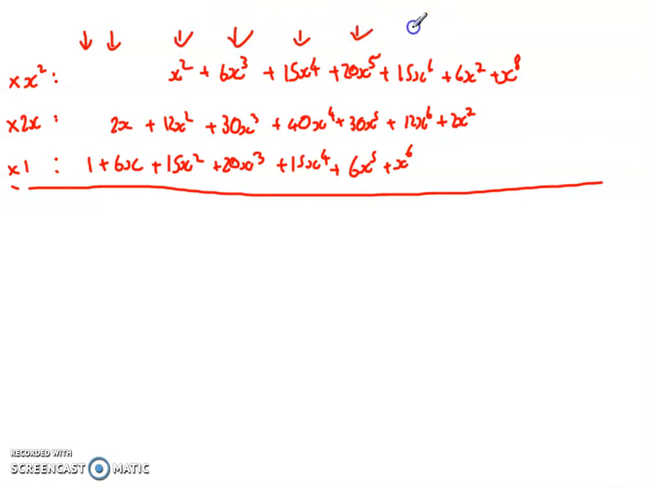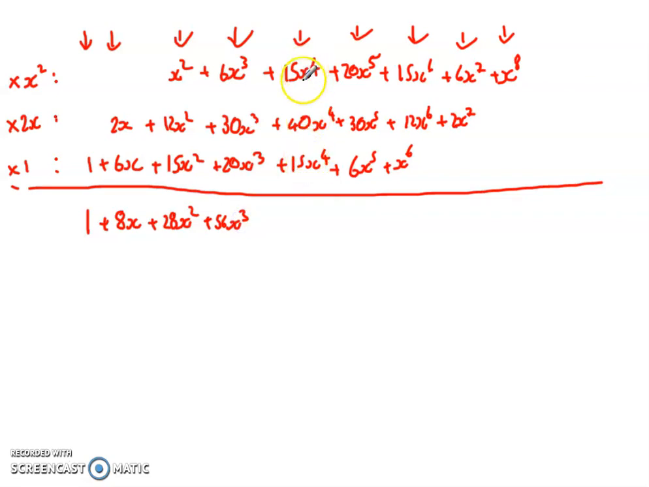So all I have to do is go down each of these columns, total it up, and I've got my final answer. So what I've then got is 1, then 2x plus 6x, so plus 8x. Then x squared plus 12x squared plus 15, so 15 plus 12 plus 1 gives me 28, so that's plus 28x squared. I've then got 20 plus 30 plus 6, so plus 56x to the power of 3.